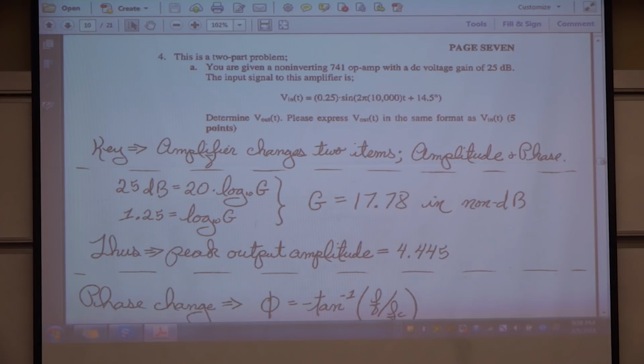We're up to number 4. Let me pause. How we doing in all of this? Doing all right?